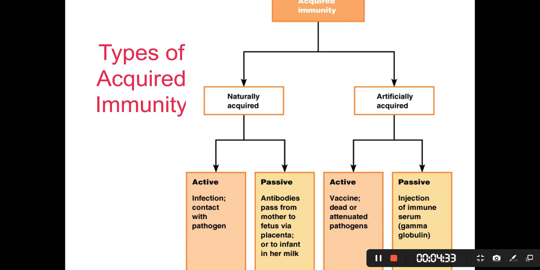They may be dead or attenuated vaccines or any pathogens that are injected in the form of vaccines. They all act as artificially acquired. You didn't get the infection, but you are trying to develop antibodies against it by taking a vaccine.